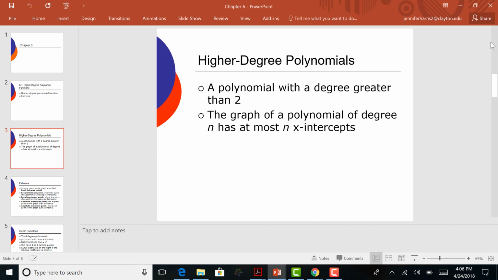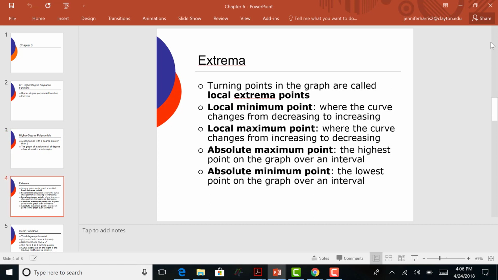All right, so with that said, here are the extreme points that we're going to talk about. The extreme points are the peaks and valleys or the turning points. Your extreme points are considered peaks and valleys or your turning point.